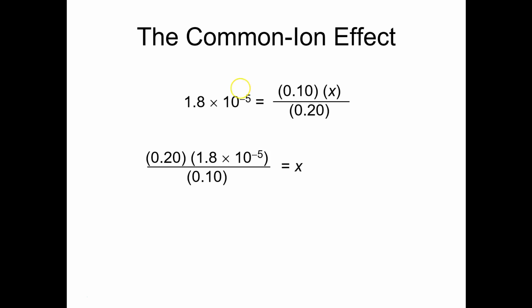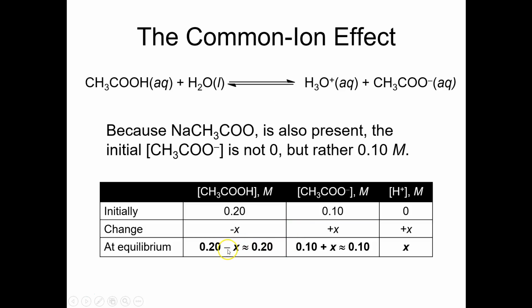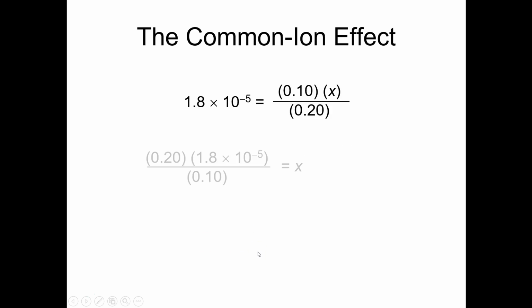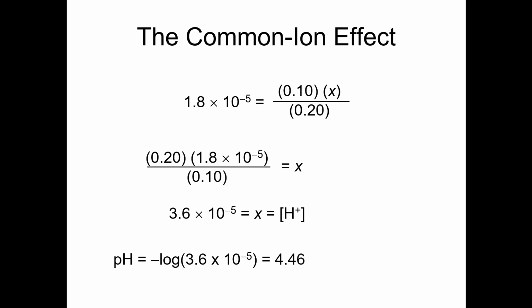Now we just rearrange that to solve for X, and we get that X is equal to 3.6 times 10 to the minus 5, which is equal to the hydronium concentration. So if I just back up for a second, X was equal to 3.6 times 10 to the minus 5. Clearly we are justified in just ignoring it in these two expressions here. And therefore the pH is equal to 4.46. Negative log of 3.6 times 10 to the minus 5 is 4.46. So that's a 0.2 molar solution of acetic acid in the presence of 0.1 molar acetate.